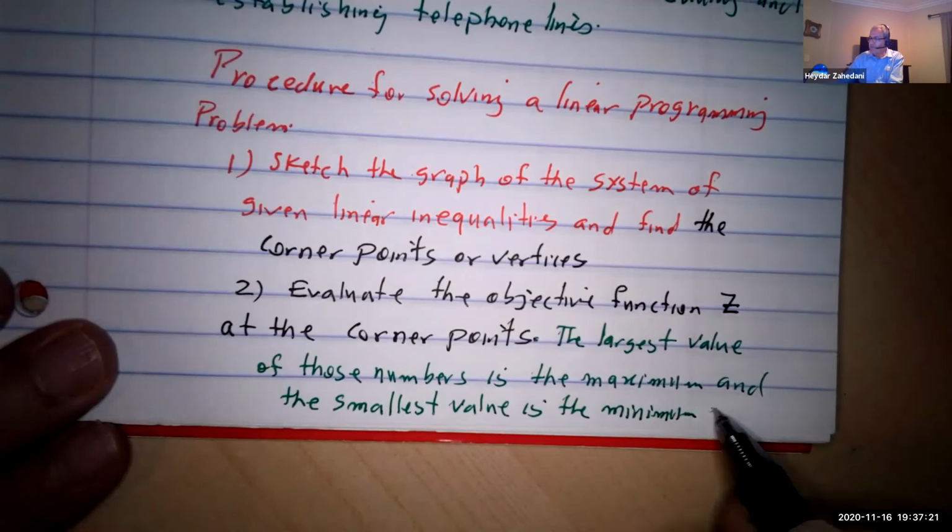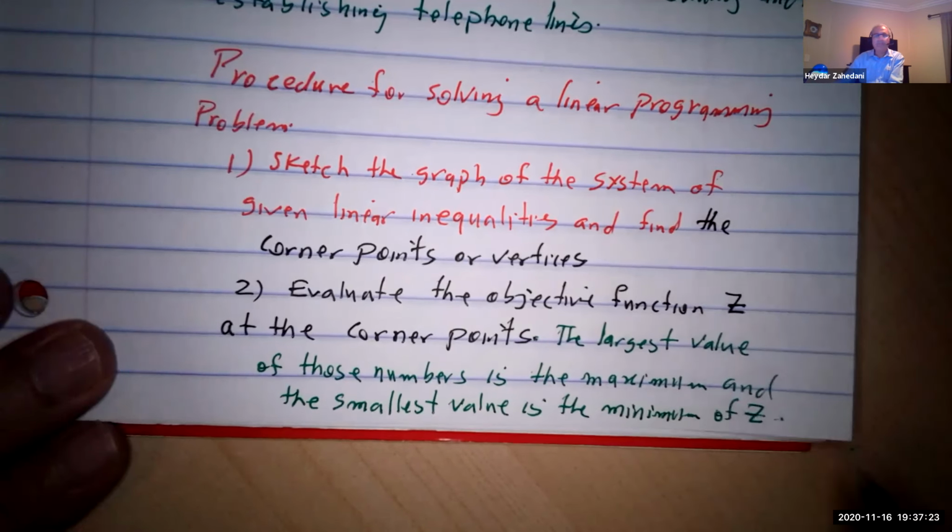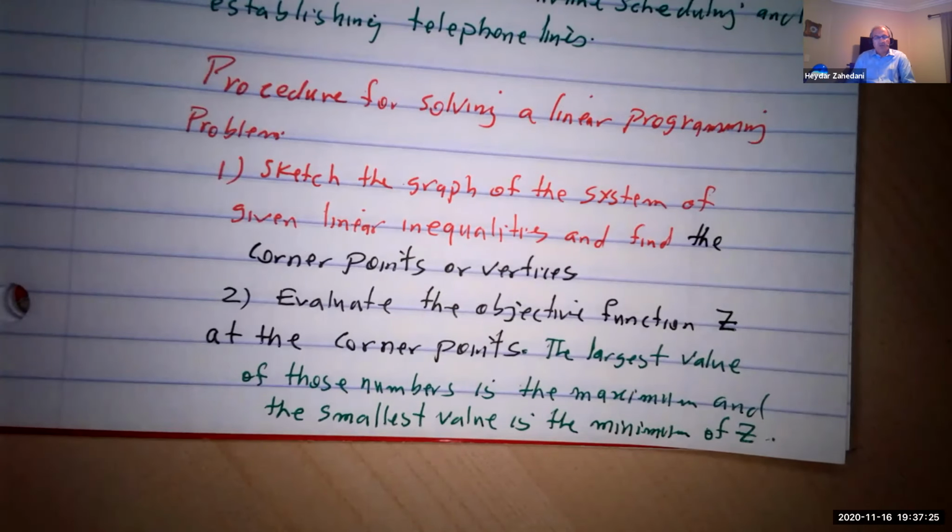Okay, minimum of z, if you like. So you graph it nicely, and just those corner points are the ones we have to find. Sometimes it takes a little more time to find them, but it's fine. Then we drop them back into the function z, and we get a bunch of numbers. The largest one is the maximum, the smallest one is the minimum.